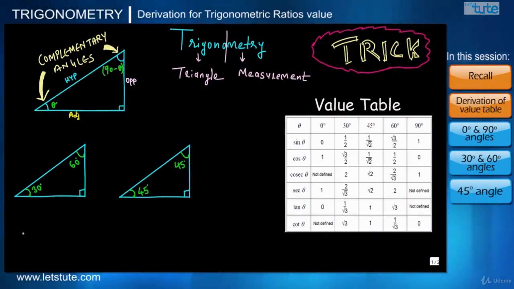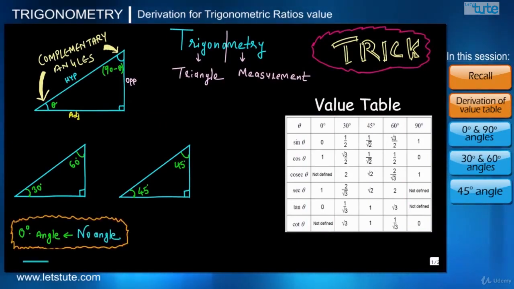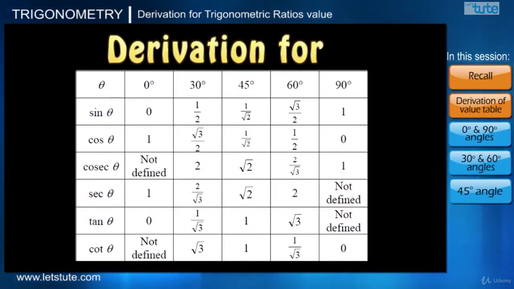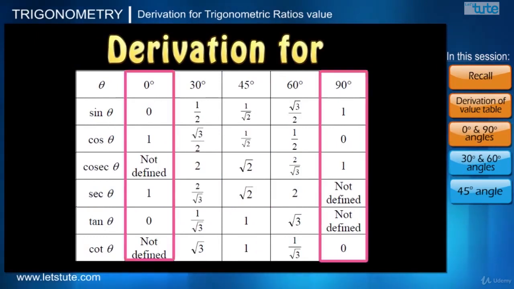But wait, what do we mean by an angle of 0 degree? 0 degree actually means no angle, that is simply a straight line. And can we think of having two 90 degree angles in a right angle triangle? Well, the answer is no, because two 90 degree angles can never form a triangle. So how can we derive for 0 and 90 degree angles? So let's first start with 0 and 90 degree angles.